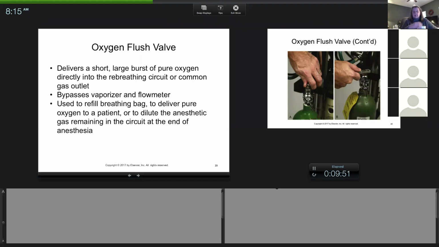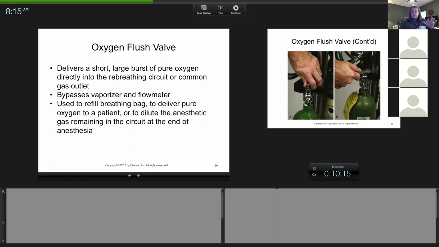Because again, this is important, when you want to fill your bag during a procedure because they're breathing too deeply, all I do is I turn up my flow meter. If you turn up your flow meter, it is running oxygen through the vaporizer. So then you're adding oxygen and inhalant.